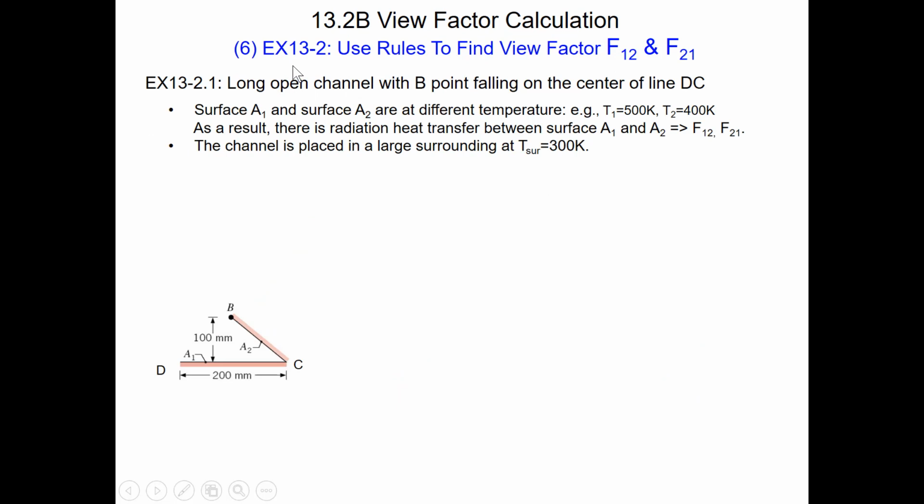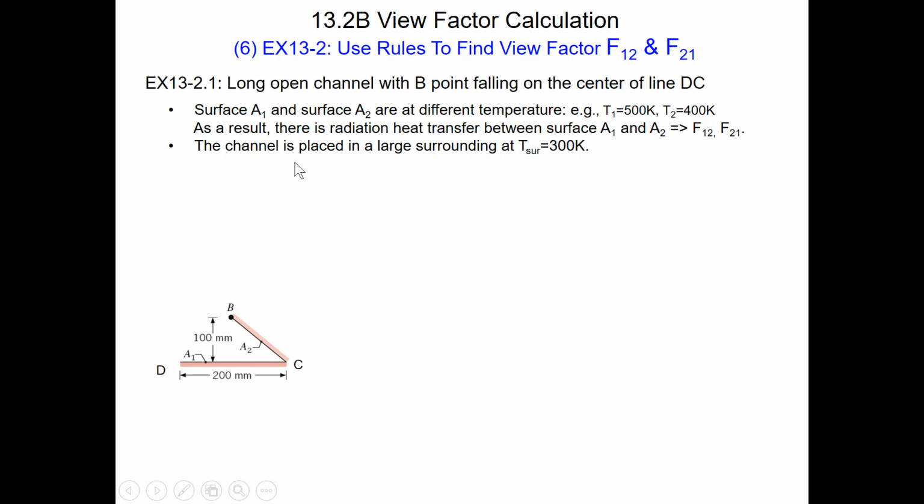B6. We use example 13-2 to show how to use the rules to find view factors. There's a long open channel with point B falling on the center of the line DC. It's a very simple statement.